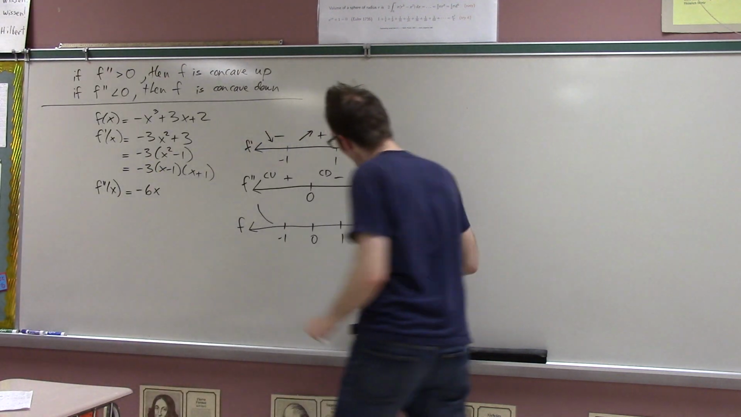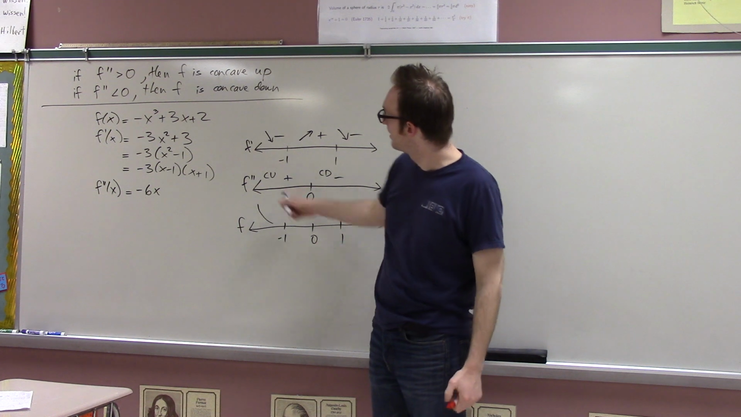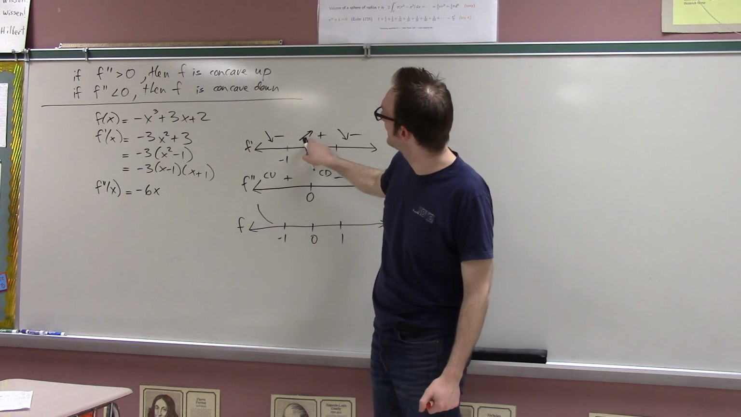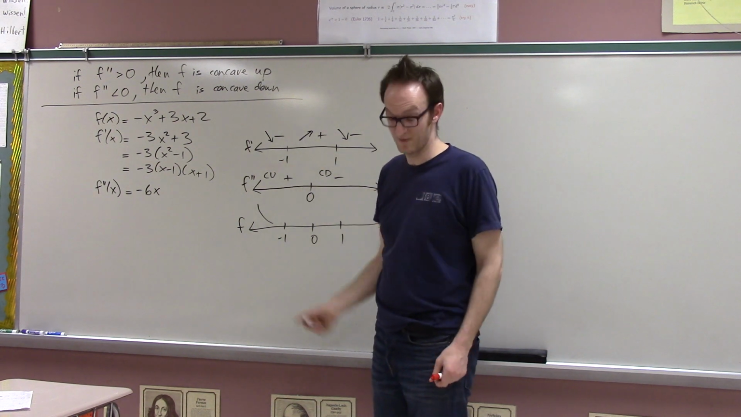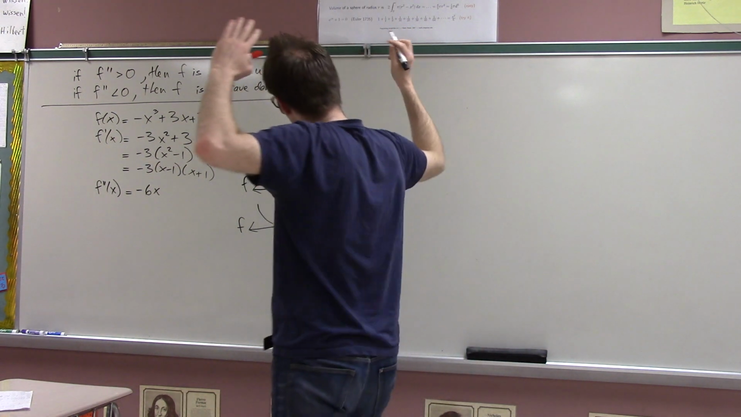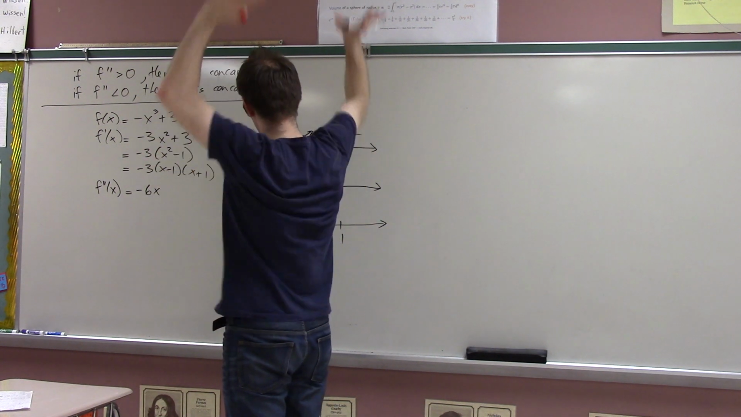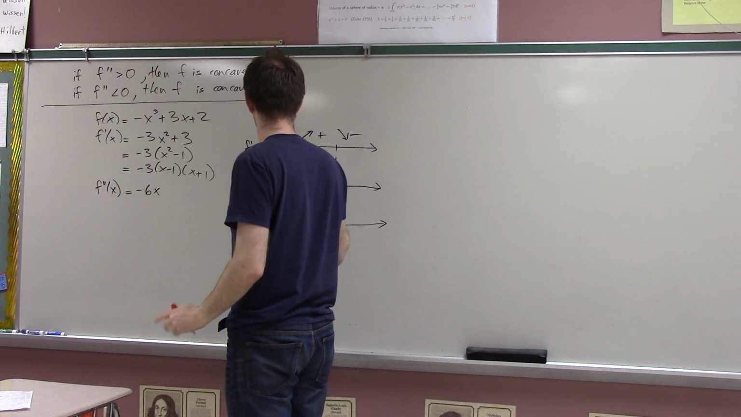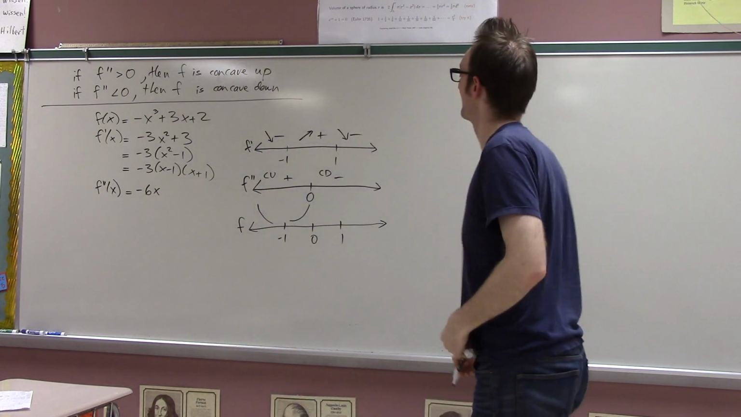Okay. Then, on the interval from negative 1 to 0, the function is still concave up, but now it's increasing. So from negative 1 to 0, I'm increasing concave up. What does a generic increasing concave up function look like? Well, concave up, hands in the air, under the elephant, it's going to look like that.